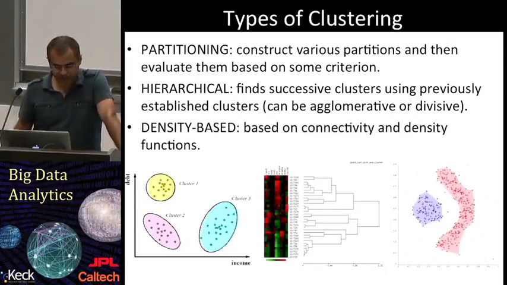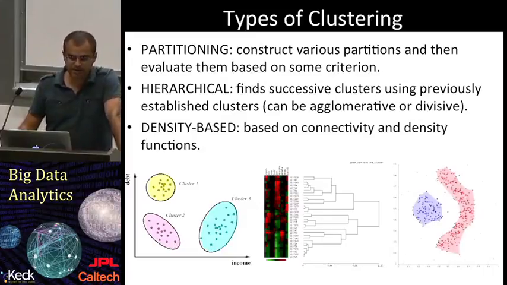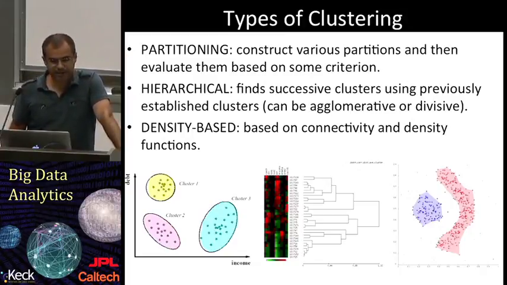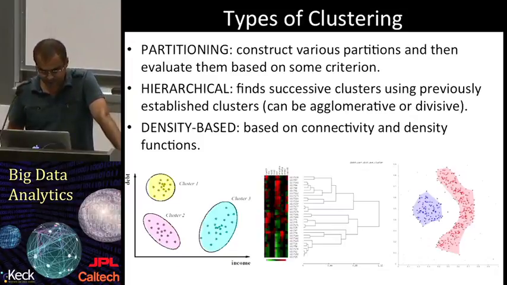The third approach is the so-called density-based approach, and it's based on connectivity and density functions. Here, clusters are defined as areas of higher density than the remainder of the dataset. Objects in the sparse areas are usually considered to be noise or border points.